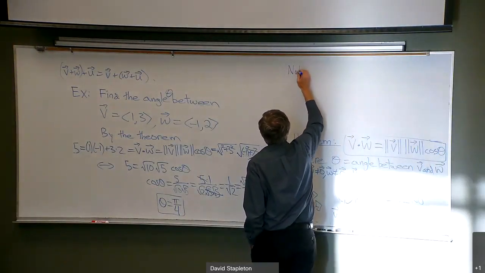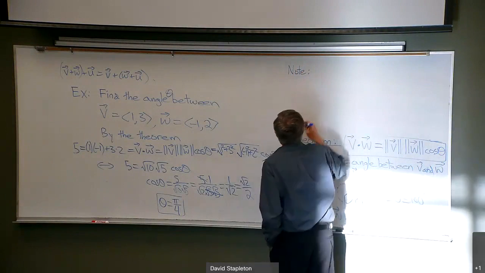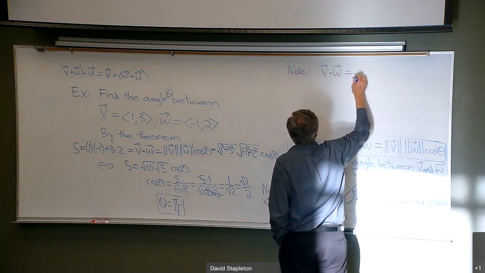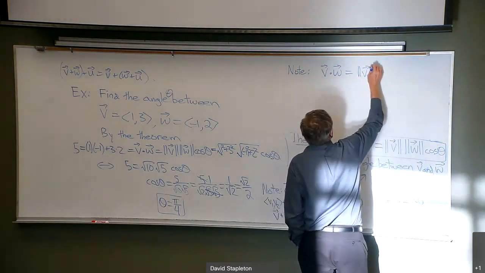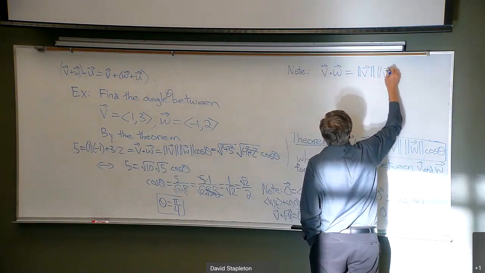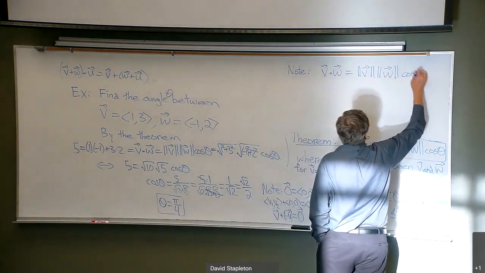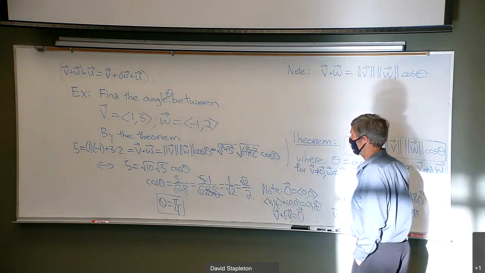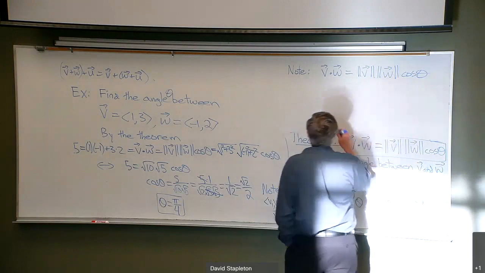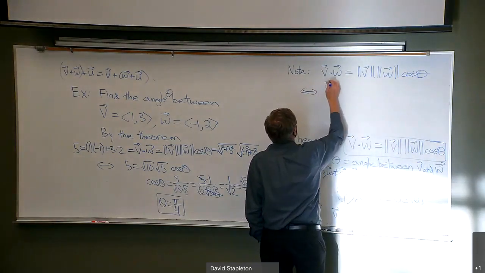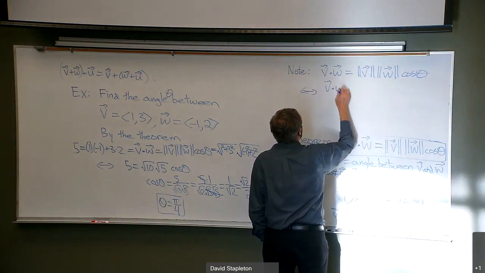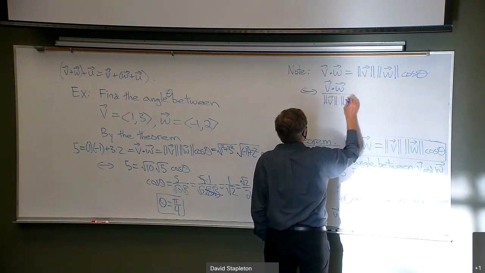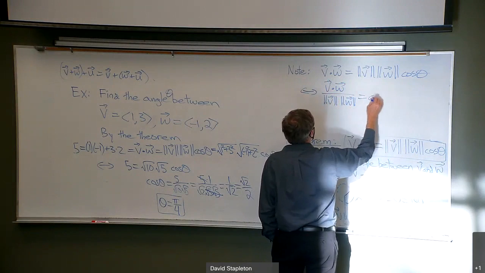So we have this note based on the theorem that V dot W is always equal to the length of V, length of W, cosine of the angle between the vectors, for any non-zero vectors V and W. Well, if they're non-zero vectors, then they can't have zero length. The zero vector is the only vector with zero length. So we can divide through and find that V dot W over length of V, length of W is equal to the cosine of theta.